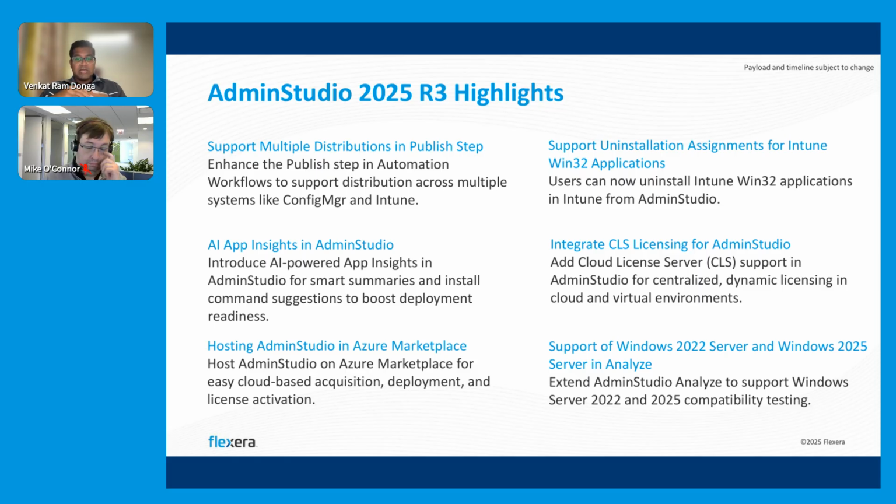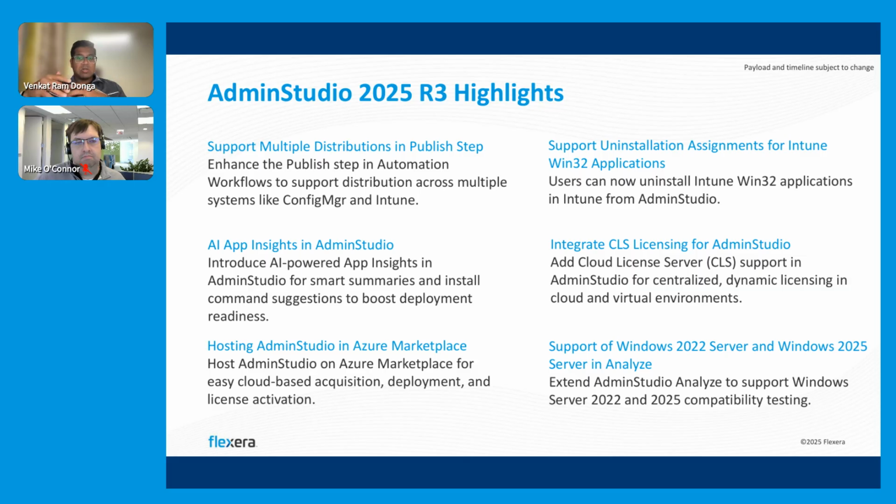And the next item is integrating CLS licensing for AdminStudio. So CLS stands for Cloud License Server, and this is a new licensing model that we'll have, which works pretty similar to our floating license or concurrent licensing, where the way the concurrent licensing works today is that you would have to stand up your own license server, and then you would have to maintain a separate instance for that, and in 2025, obviously you can imagine the kind of maintenance of a separate VM having to just distribute licenses for your endpoints where AdminStudio is installed.